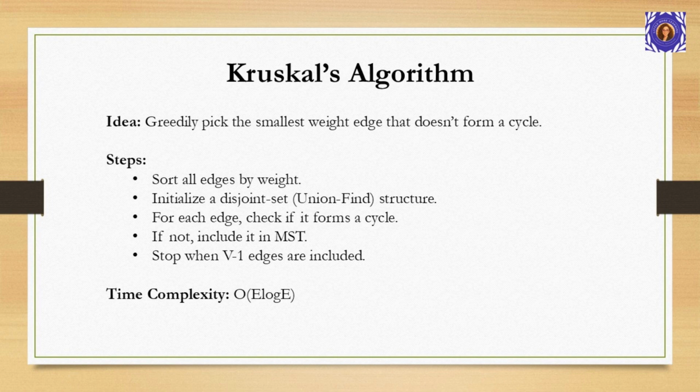Step 5. Stop when we have exactly V-1 edges, where V is the number of vertices. Why V-1 edges? Because any tree with V vertices must have exactly V-1 edges. This is a fundamental property of trees. Time complexity. The bottleneck is sorting edges, giving us O(E log E). The union-find operations are nearly constant time with path compression and union by rank.